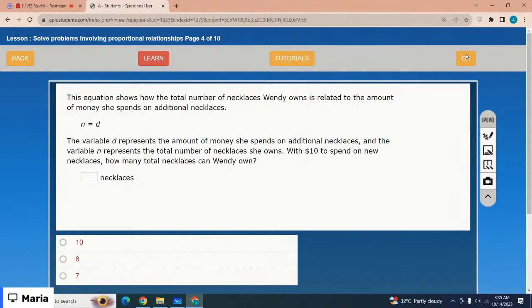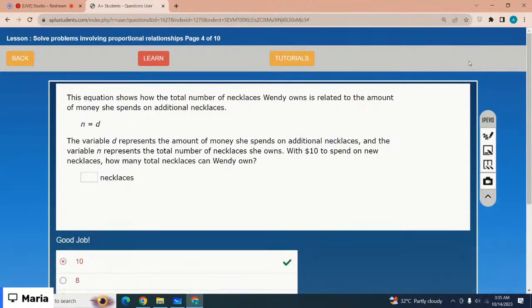Because N equals D, right? You are given $10. Replace the D with $10. That means then N equals 10. The correct option is option number 1. That is, with $10, she can own 10 necklaces. Got it?